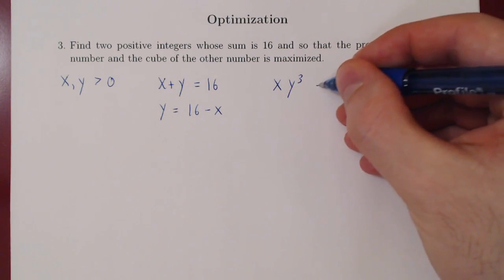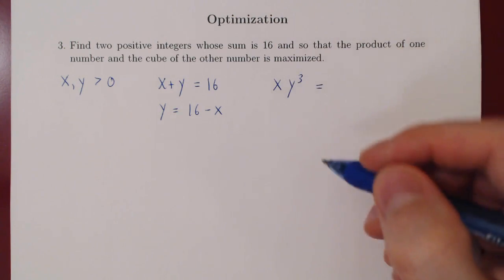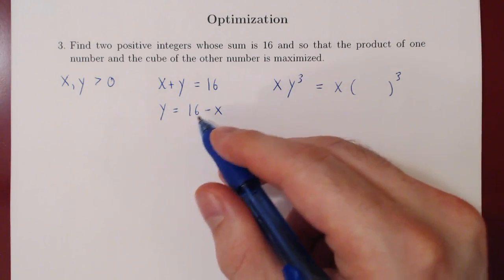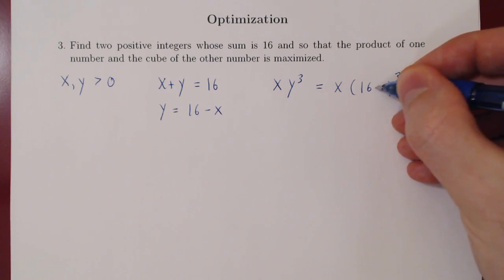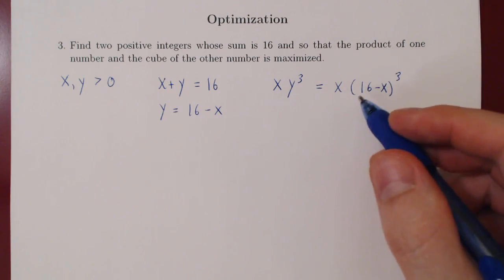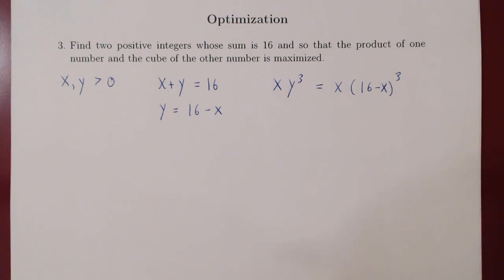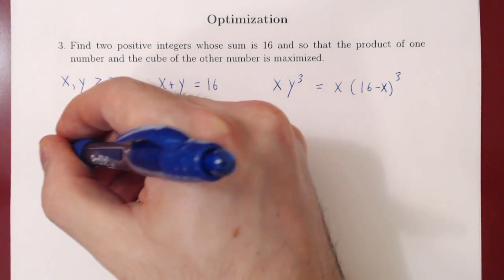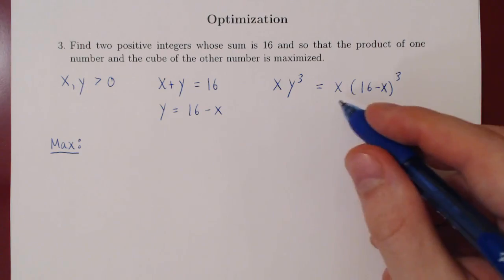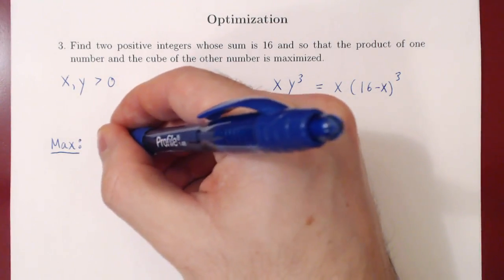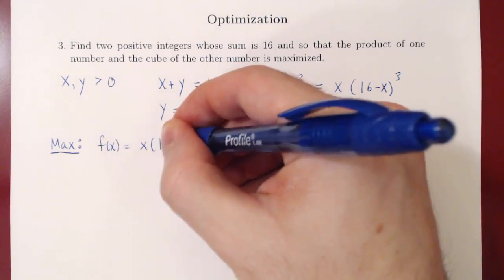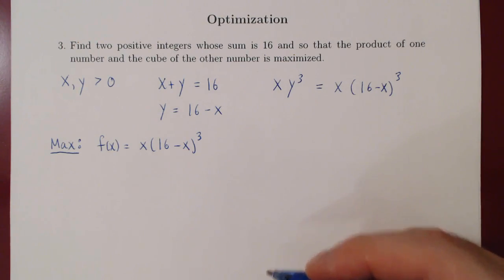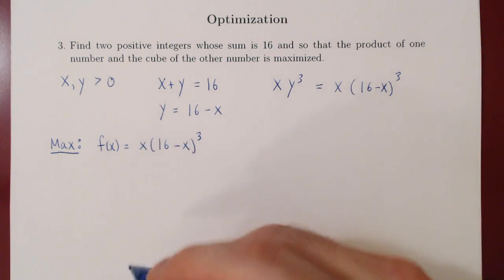So we can replace in here, and the function we want to maximize ends up being x times y cubed, but y is simply, as a function of x, 16 minus x. And now we have a function of x only, so we're good to go. And we want to maximize this function. So as always, write down whether you want to maximize or minimize the function. Here we're trying to maximize. This is a function of x, call it f. So f of x will be x times 16 minus x cubed. And as always, you want to give an interval for the values of the variable.